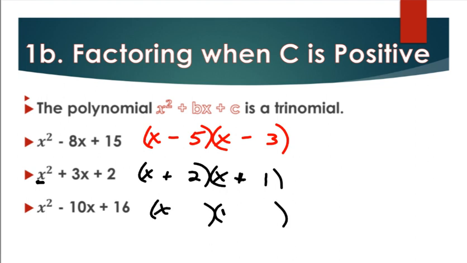put my x's down. What multiplies to give me 16, but adds together to give me negative 10? Well, I know that 8 times 2 gives me 16, and I know that I can add 8 and 2 to give me 10. But in order for it to be a negative 10, both of them have to be negative. Because a negative 8 times a negative 2 is a positive 16. A negative 8 plus a negative 2 is a negative 10.